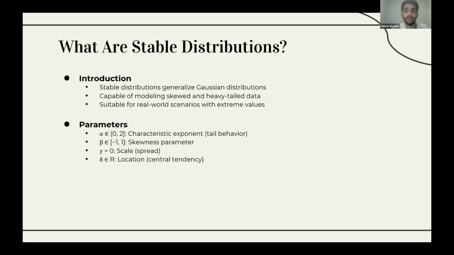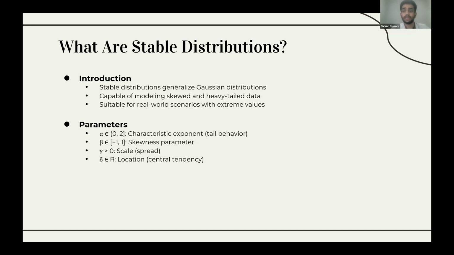The second is the beta parameter, which controls the skewness and ranges between -1 and 1. It allows the distribution to be asymmetric, shifting its weight to the left or right side. Gamma is the scale parameter and influences the spread of the distribution, similar to the standard deviation in the Gaussian case. And finally, delta, that is the location parameter, which determines the central point of the distribution.